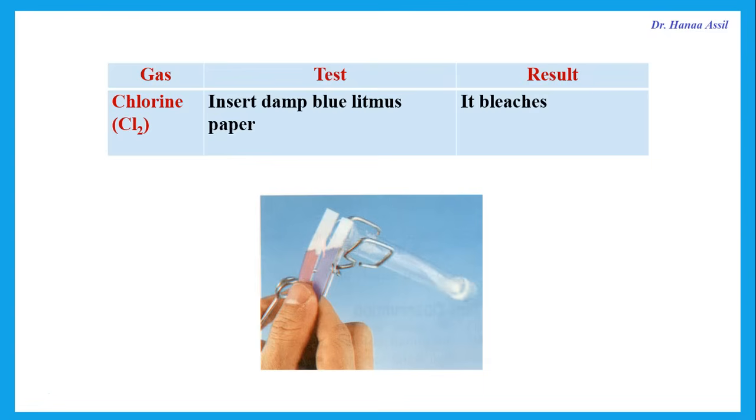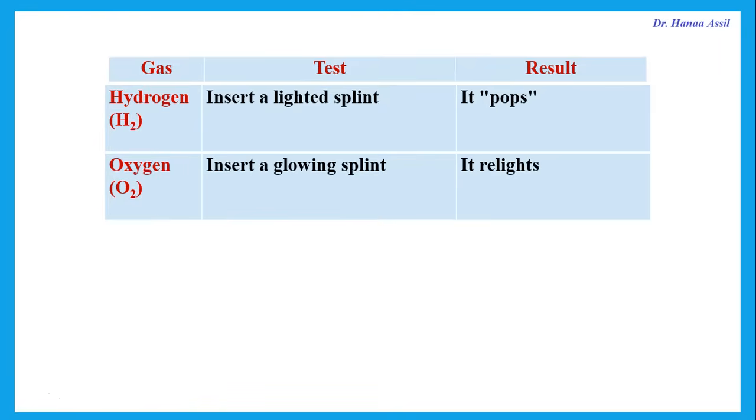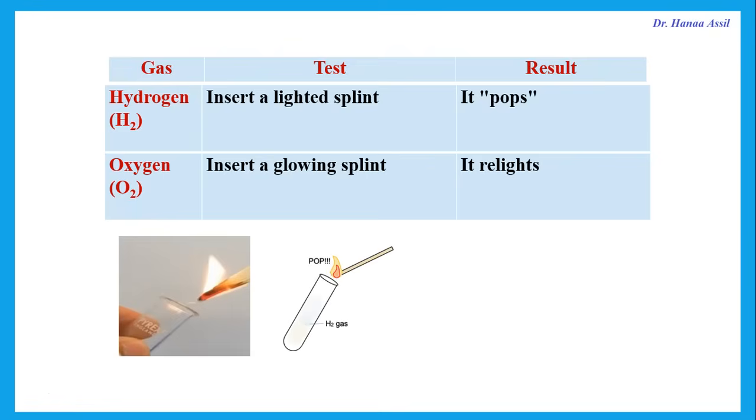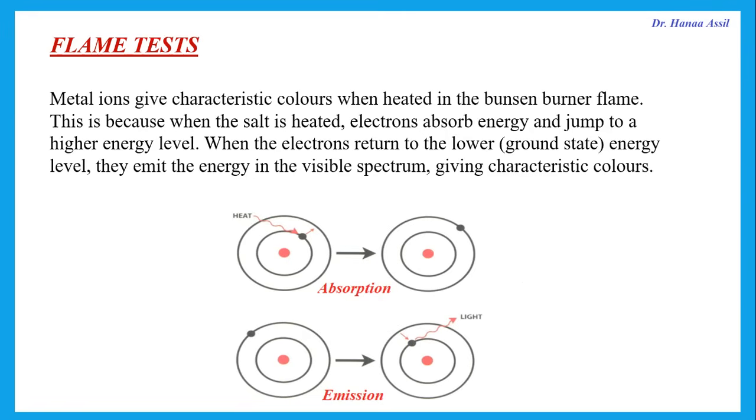Chlorine gas bleaches litmus paper. Hydrogen and oxygen, you should know, hydrogen gas, we insert a lighted splint, it pops. Oxygen gas, insert a glowing splint, it relights.